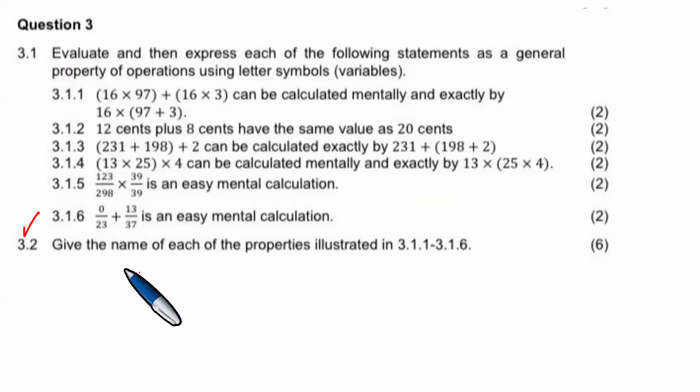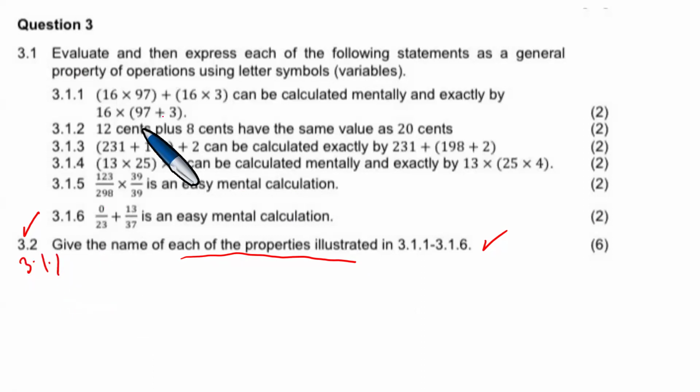3.2. Give the name of each of the properties illustrated in 3.1.1 to 3.1.6. Now they need the names. We were stating the properties, but now they need the name of the properties. What are those properties? Because we were just writing.